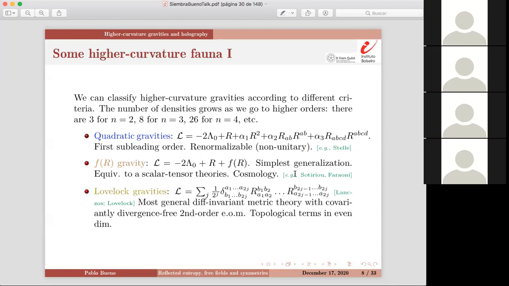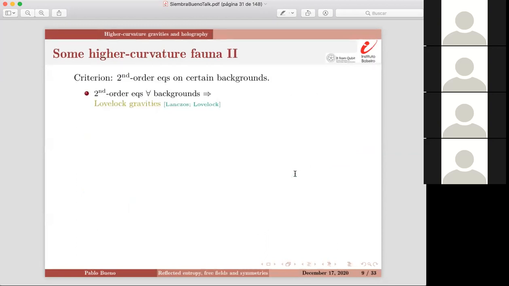There's another criterion that I'm going to tell you, which is a bit different, but it will allow me to introduce some theories that we will use later. So as I said before, if you ask for your theory to have second-order equations of motion for all possible backgrounds, then the only possibility is Lovelock gravities. In particular, in 4 dimensions, you have Einstein gravity and nothing else. You can relax this a bit and consider that the trace of the equations of motion is second order instead, and then you get a particular class of what are called quasi-topological gravities.